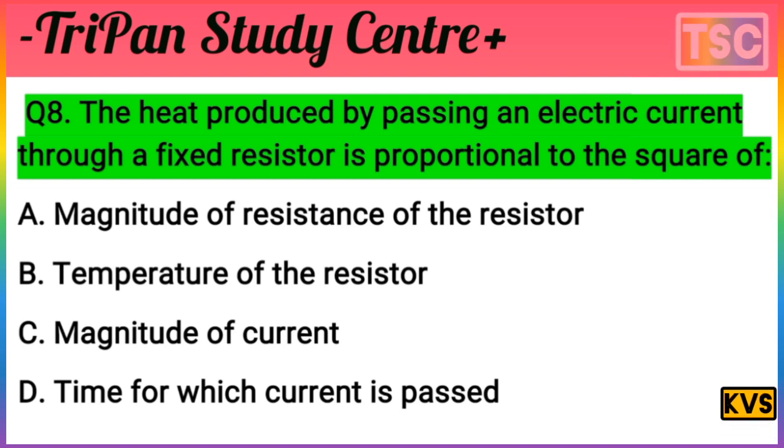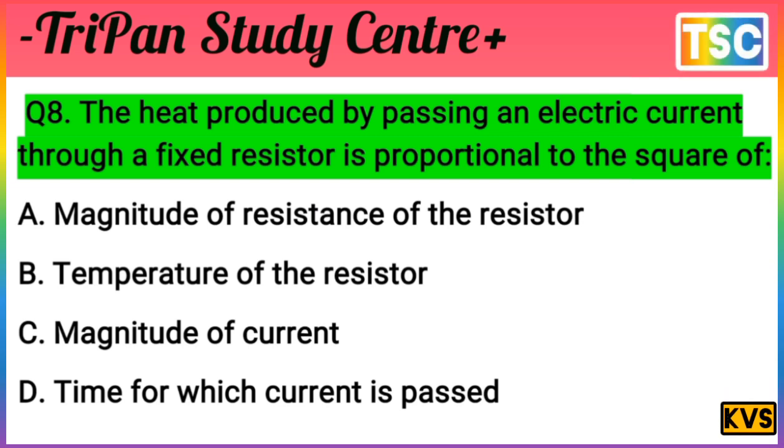The heat produced by passing electrical current. You know that when electrical current passes, heat is already generated. That's a simple way to see it. And with a fixed resistance, it is proportional to the square of... The question is clear.